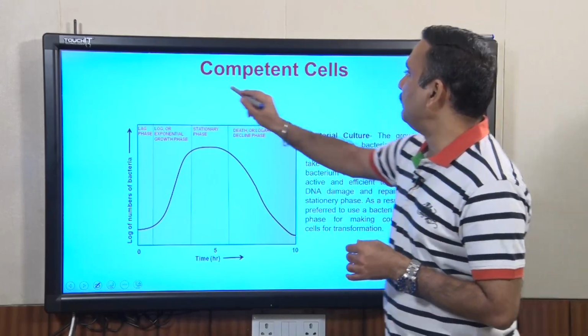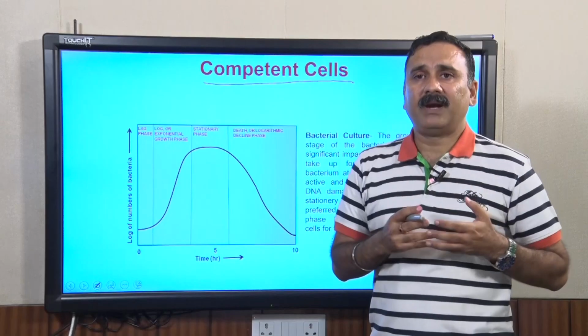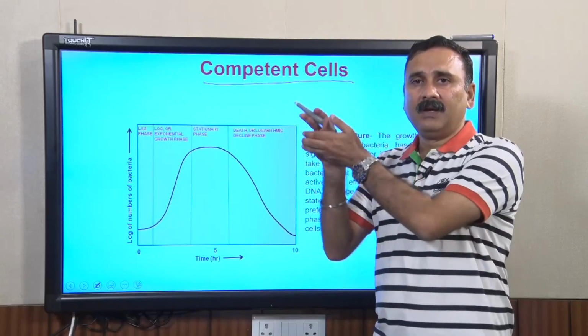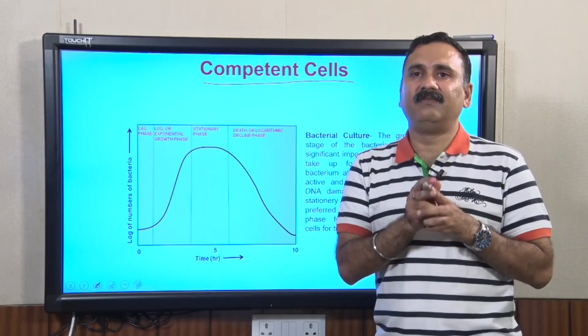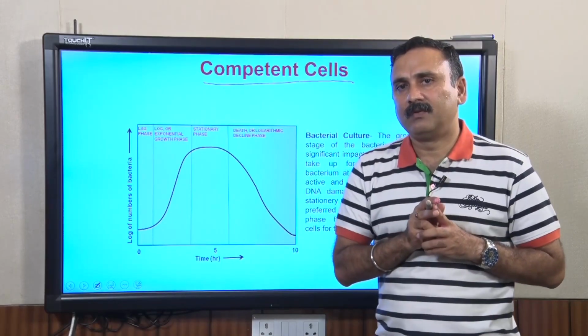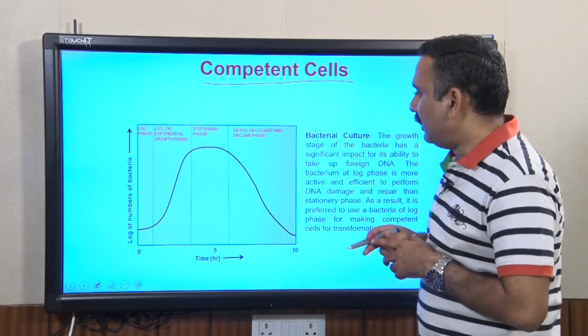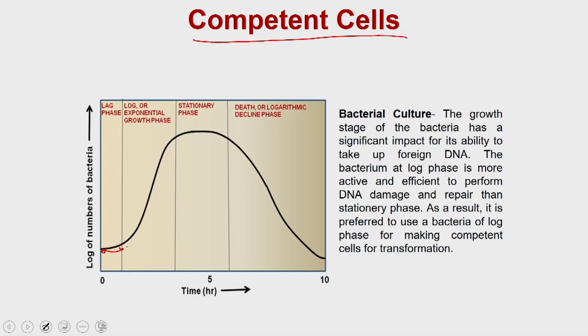While you are preparing the competent cells, you have to be a little careful about what kind of bacteria you should use. The ability of a bacteria changes while it is going through the different phases of growth in the media, and that is why it is important to choose a phase which is very efficient in taking up the DNA, as well as gives you better transformation. If you see a bacterial growth curve, you have a lag phase, then a log phase, then a stationary phase, and then a death phase. All these phases and their significance we have discussed in the previous lectures.